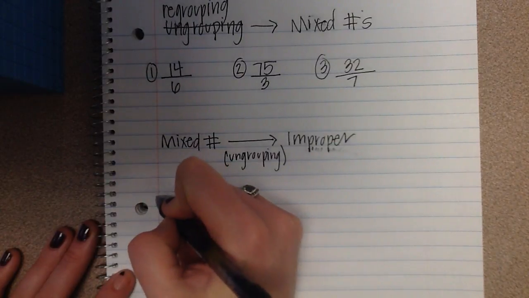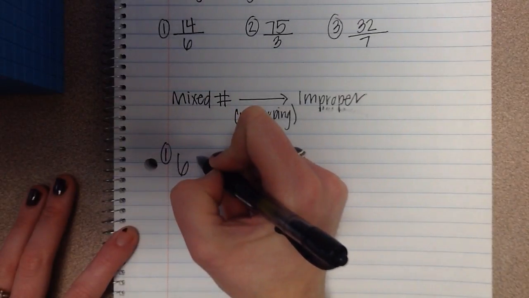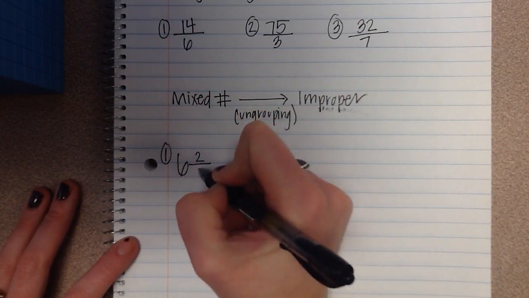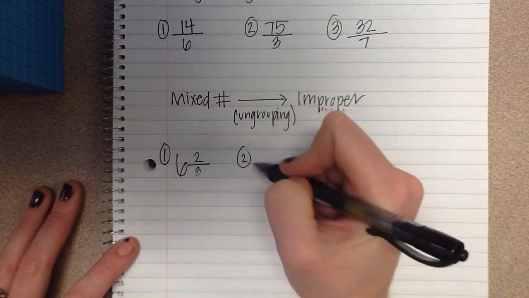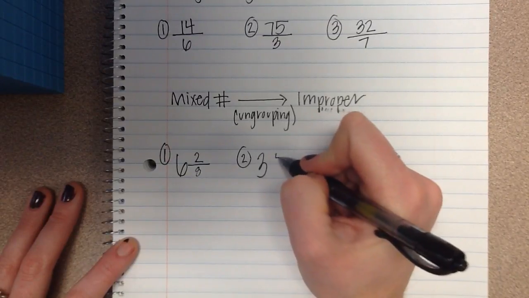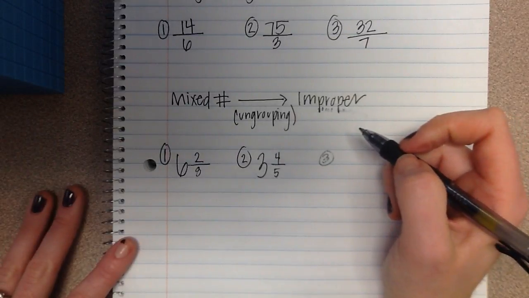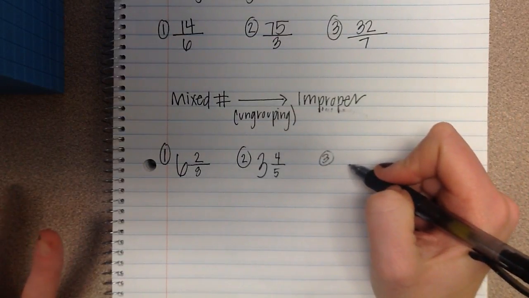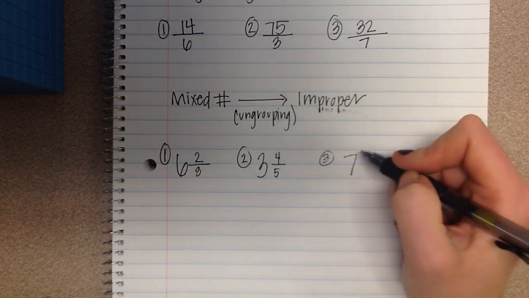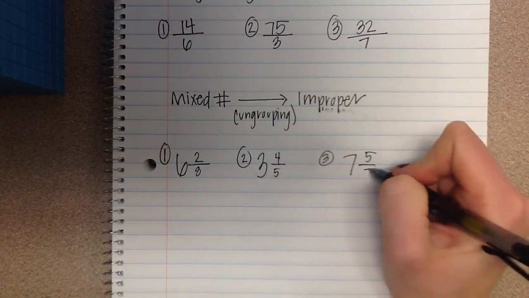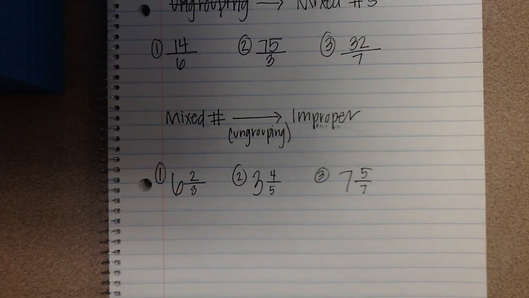Okay, so number 1, we're going to have, we'll say 6 and 2/8. Number 2, we'll have 3 and 4/5. And number 3, we're going to have, we'll say 7 and 5/7. Okay, so come to class tomorrow and I will have the answers ready for you.